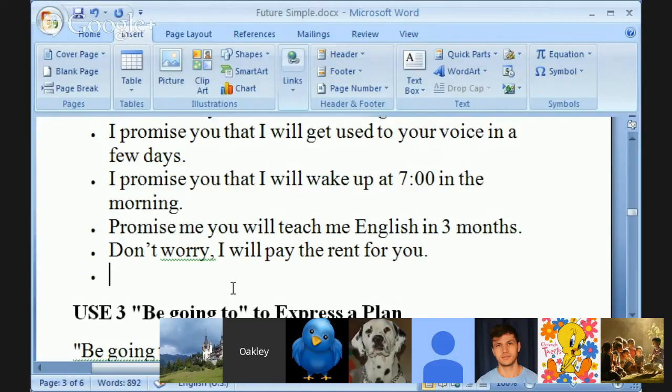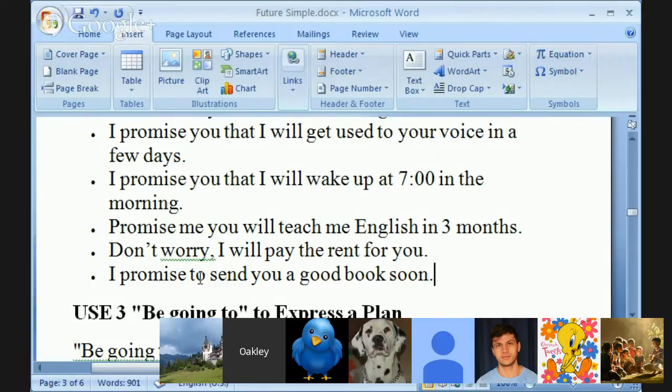Nader. I promise to send you a good book soon. Okay, great. I promise to send you a good book soon. Good. Okay, so notice here, we don't have will in this sentence, all right? But it is implied.